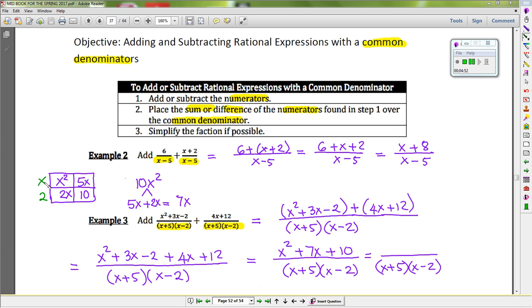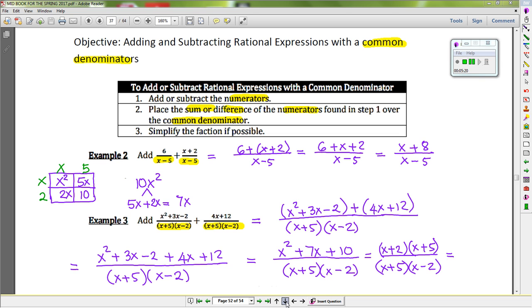So let's go to the columns. The x squared divided by x will give you x. 5x divided by x will give you 5, and then 2x divided by 2 gives you x, and 10 divided by 2 gives you 5. So just make sure you get it. And then you go ahead and read off these two factors here. So you have x plus 2 times x plus 5.